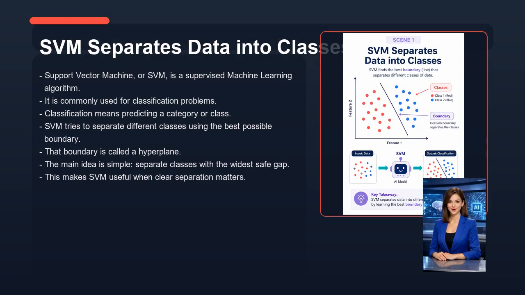Support Vector Machine, or SVM, is a supervised machine learning algorithm. It is commonly used for classification problems. Classification means predicting a category or class. SVM tries to separate different classes using the best possible boundary. That boundary is called a hyperplane. The main idea is simple: separate classes with the widest safe gap. This makes SVM useful when clear separation matters.